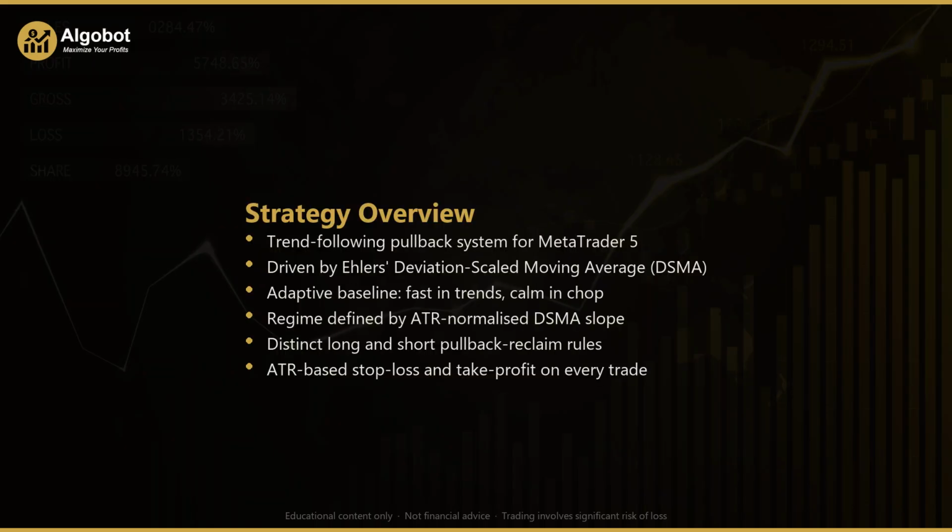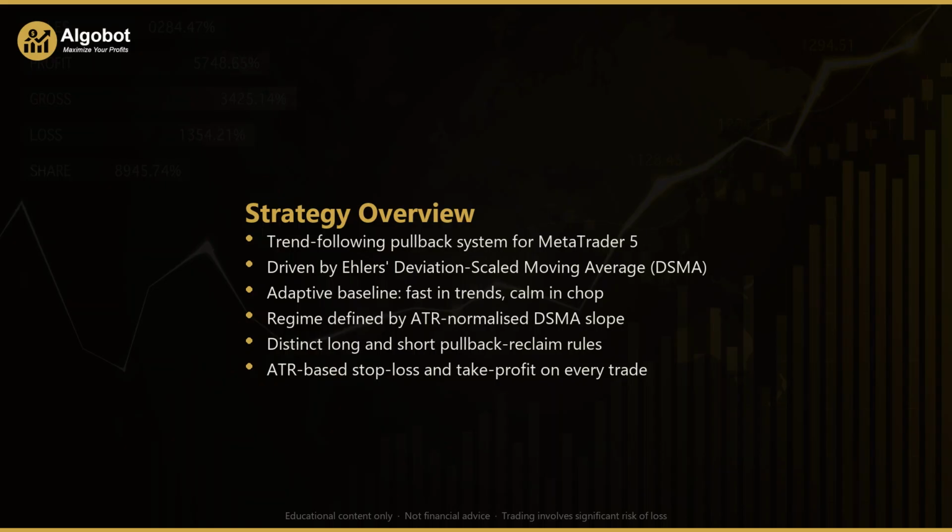Let's get started. So what exactly is the Deviation-Scaled Trend Cross, and who might find it interesting from a learning perspective? At its core, this is a trend-following pullback strategy for the MetaTrader 5 platform. Rather than relying on a standard moving average like an EMA or a simple one, it uses John Ehlers' Deviation-Scaled Moving Average, often shortened to DSMA. This is an adaptive baseline that speeds up when momentum is statistically meaningful and slows down when the market is just drifting sideways. Because it's built on a single indicator applied to one time frame, the logic is refreshingly transparent.